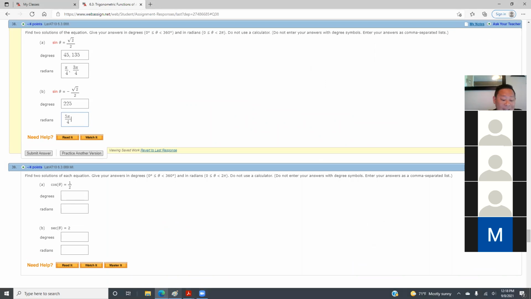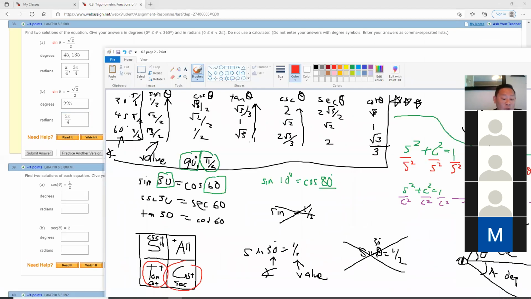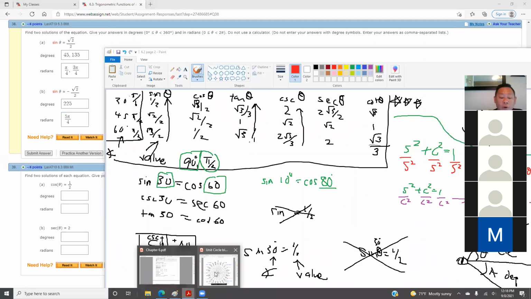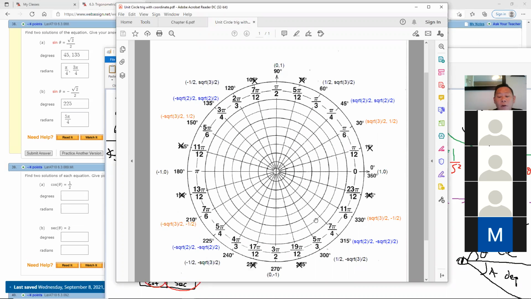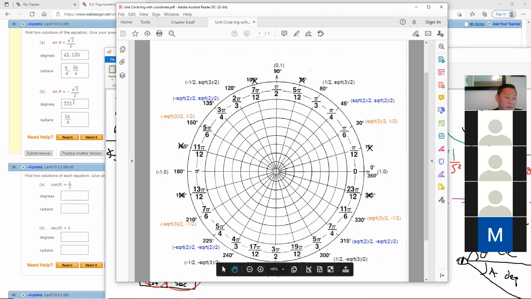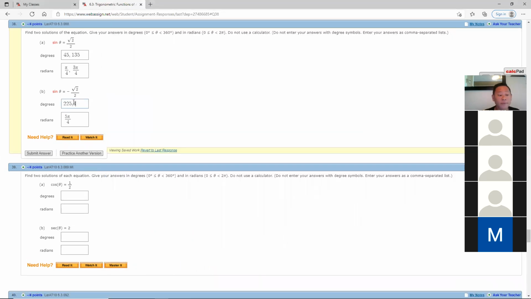And also because it is negative in quadrant number 4, what is quadrant 4 in the unit circle? 7 pi over 4, which is 315 degrees. So this will be 315 and 7 pi over 4. So this is how we do this kind of questions.